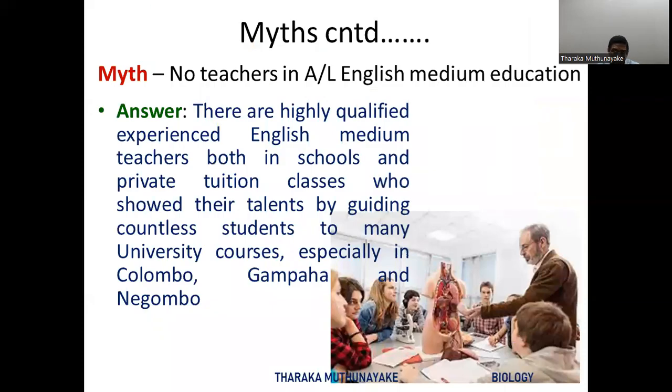Okay. Then another myth. People think that there are no teachers in advanced level English medium education. My answer is that there are highly qualified, experienced English medium teachers, both in schools as well as in private tuition classes, who showed their talents by guiding countless students to many university courses, especially in the Colombo, Gampaha and Negombo areas. Many qualified teachers are present, and their students produce very high ranks with the help of school teachers as well as tuition teachers. So it is also a myth.